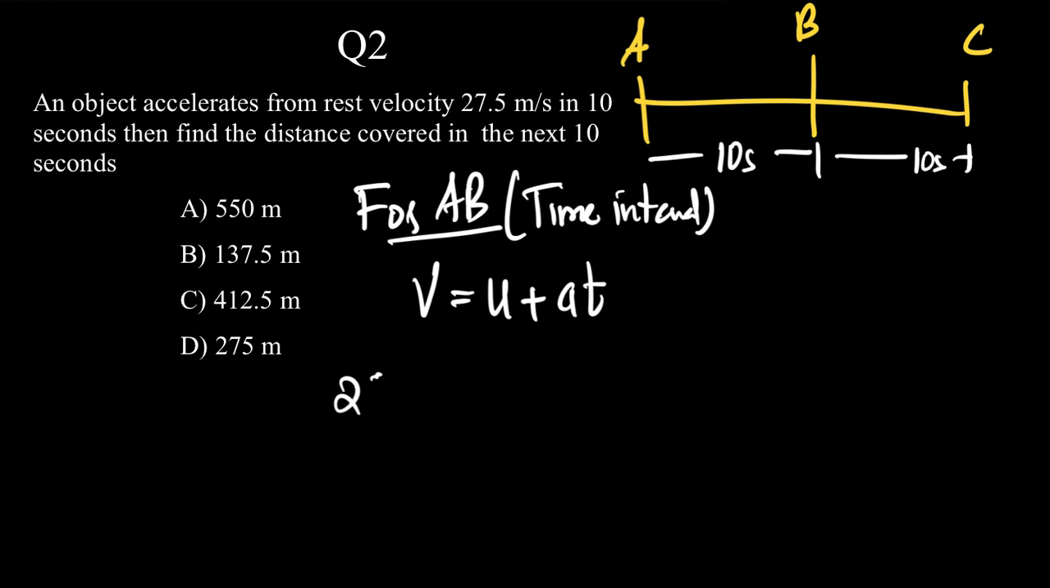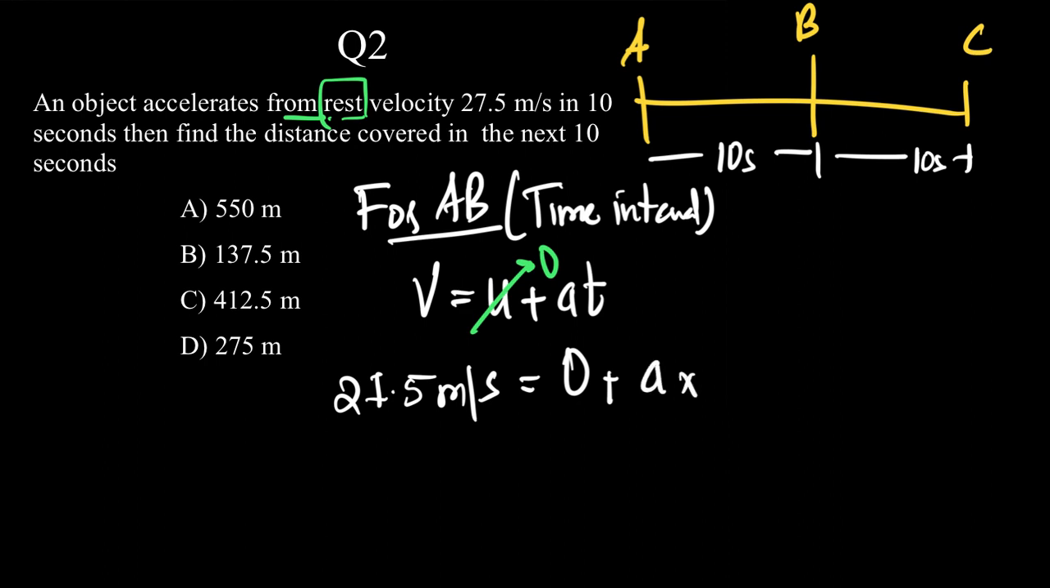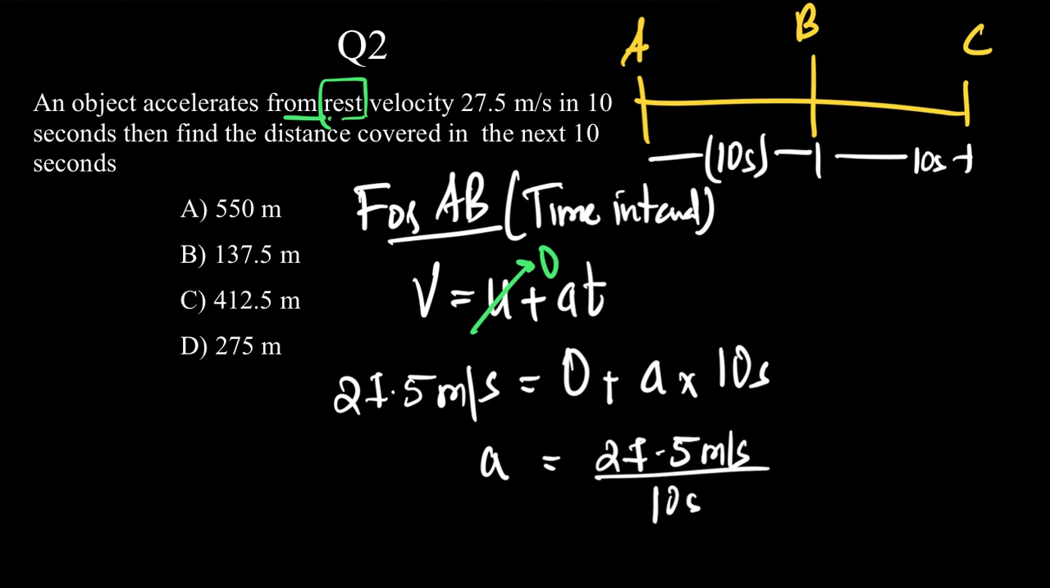What is V? It is given that the body has attained 27.5 meter per second. What is U? U here is 0. Why? Because it's given in the question that it is from rest. So that becomes 0 plus A into T. How many seconds is the interval? It is 10 seconds. Which means, what is the value of acceleration? Acceleration is 27.5 meter per second per 10 second, which is basically 2.75 meter per second square.